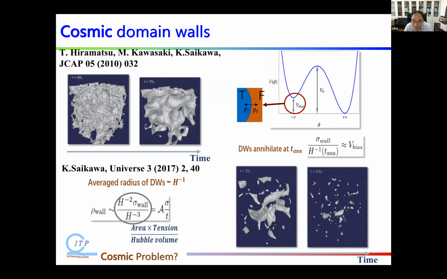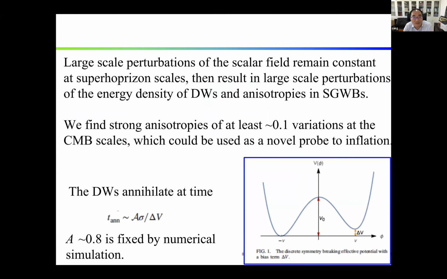During the collapse, inhomogeneity of the energy density is generated. In this way, gravitational waves will be produced. Large scale perturbations of the scalar fields remain constant at super horizon scales, and will result in large scale perturbations of the energy density of the domain walls, so that they produce anisotropies in the stochastic gravitational wave background. This is the physical process.